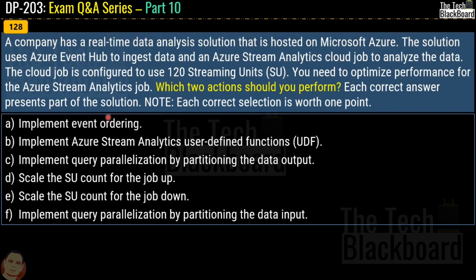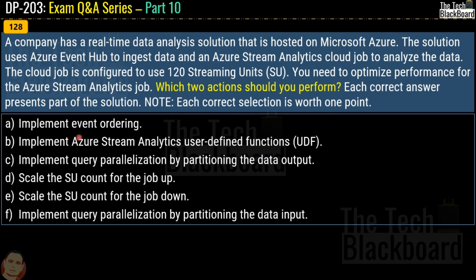Now let's jump on to question number 128. The question says that a company has a real-time data analysis solution that is hosted on Microsoft Azure. The solution uses Azure Event Hub to ingest data and an Azure Stream Analytics cloud job to analyze the data. Further, the question says the cloud job is configured to use 120 streaming units and you need to optimize performance for the Azure Stream Analytics job. Which two actions should you perform? Each correct answer presents part of the solution, and please note that each correct selection is worth 1 point.